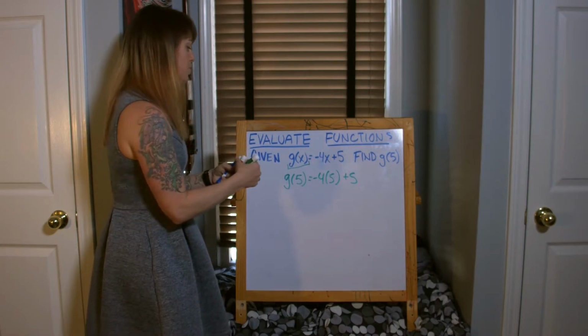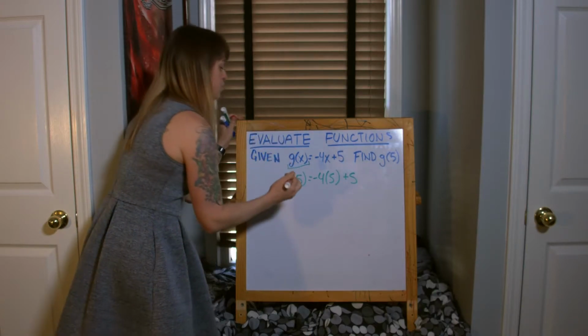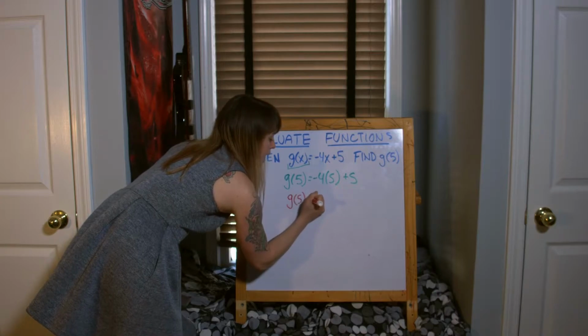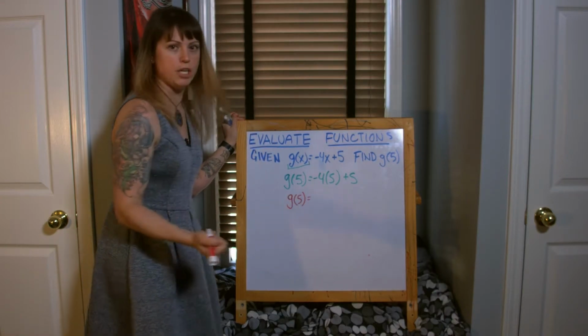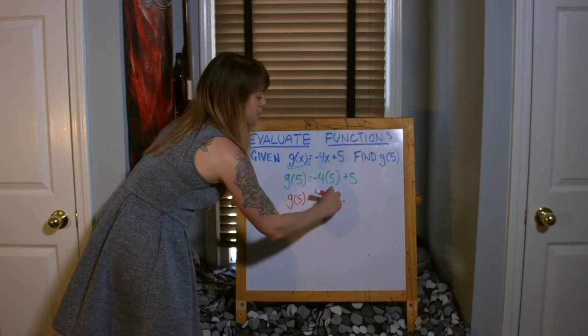Now, g of 5, that's not anything I'm doing. I'm not multiplying g of 5. That's just like its name, like I'm Dr. Oldham. The name of this function is g. And then I'm just going to multiply this. So this would be negative 20 plus 5.